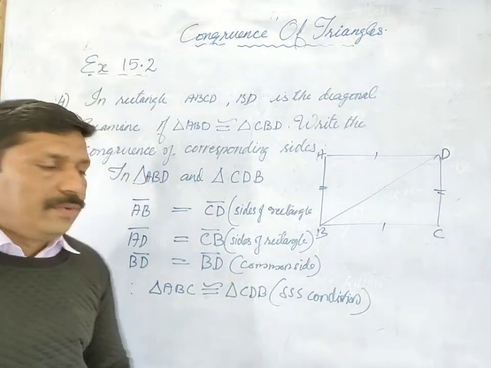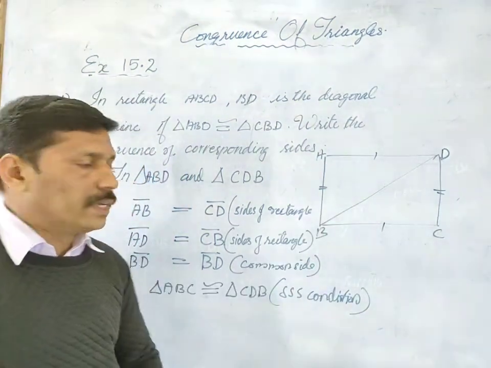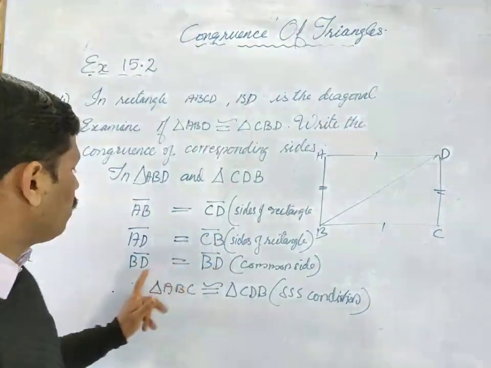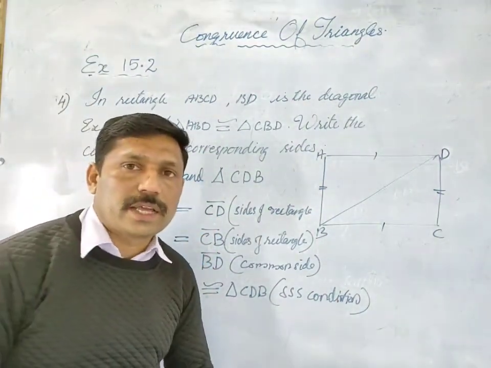So we proved that these two triangles are congruent. Their congruent sides are AB equal to CD, AD equal to CB, and BD equal to BD, that is the common side.